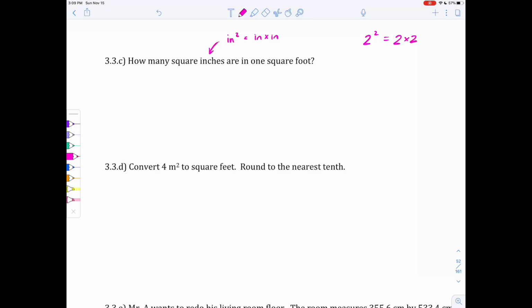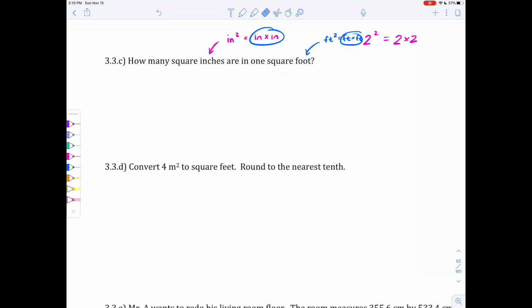So when we try to convert these, because we're going to figure out how many inches are in 1 square foot, foot squared is equal to foot times foot. We are going to use this idea, and since we have the conversion between inches and feet, we are going to do that twice because there are 2 feet that we have to convert to inches.